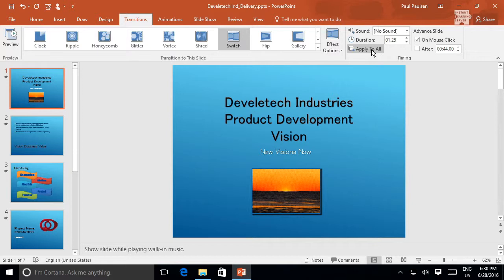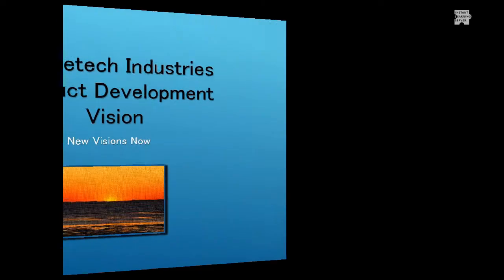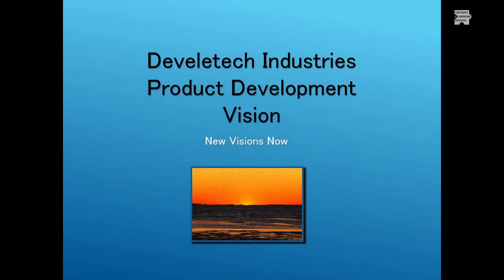Let's see what an actual presentation would look like from the beginning. I'll go to Slideshow, Start Slideshow, from the beginning. I'll navigate to various slides by using mouse clicks, or keyboard shortcuts like the arrow keys.